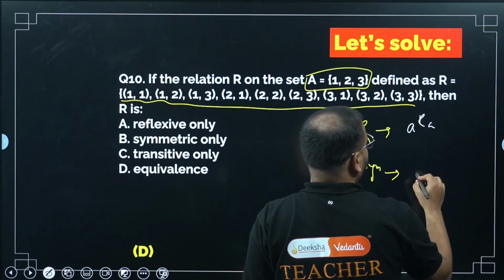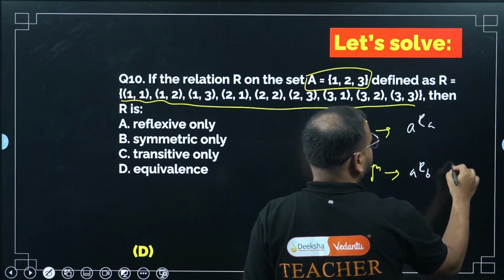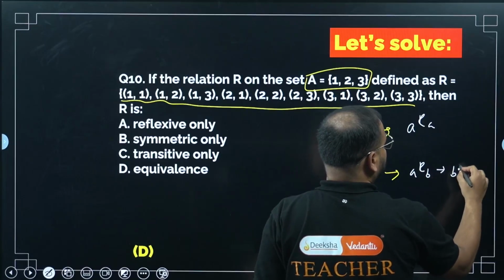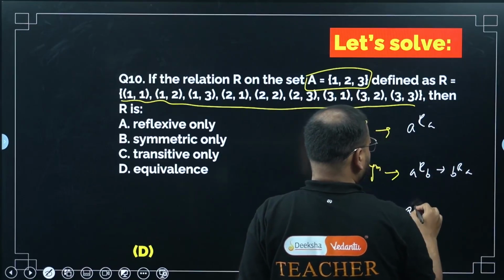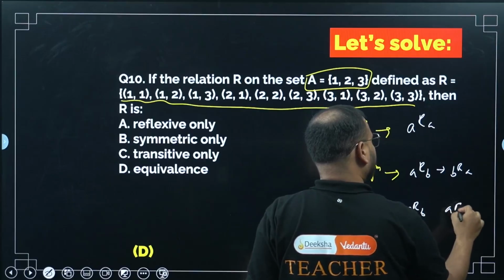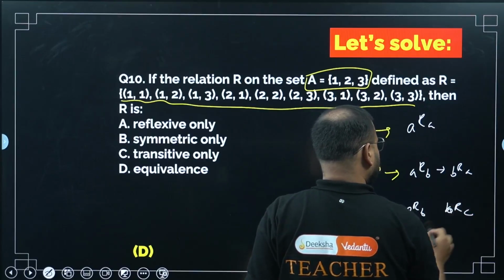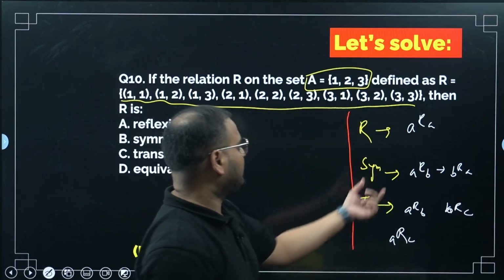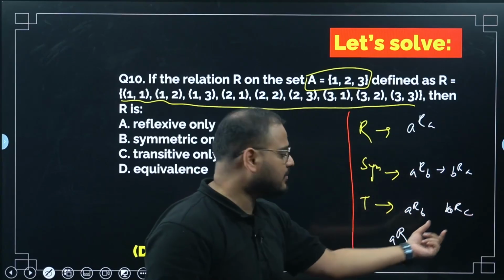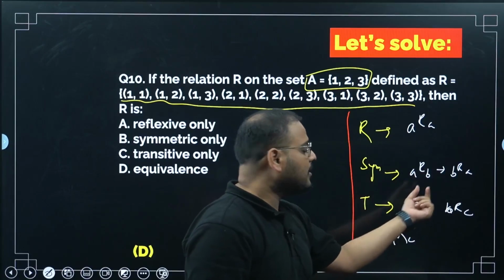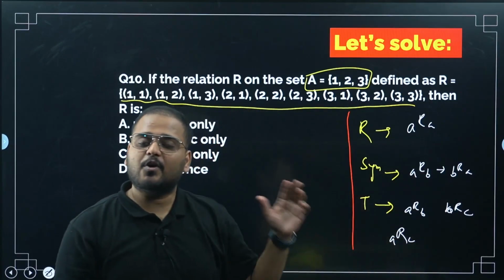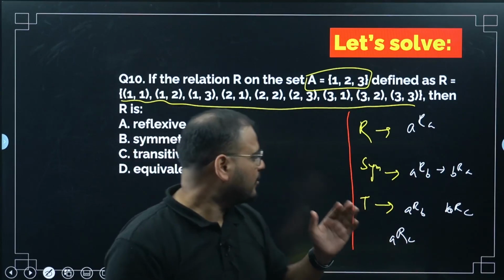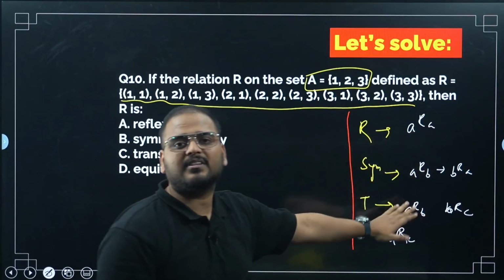If ARA, and ARB, then BRA has to be true. If ARB and BRC, then ARC has to be true. Always keep this in your mind: ARA, ARB then BRA, ARB and BRC then ARC. If you don't have to write it, keep it in your mind. Okay. Reflexive this, symmetric this and transitive this.